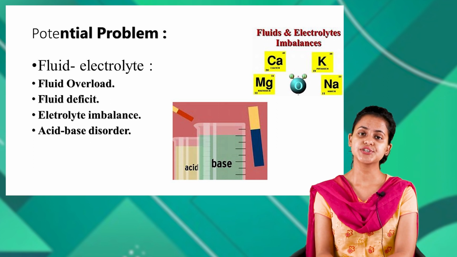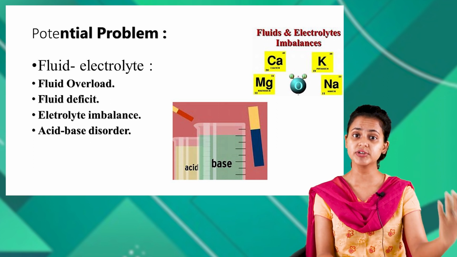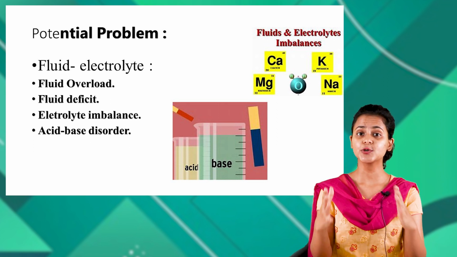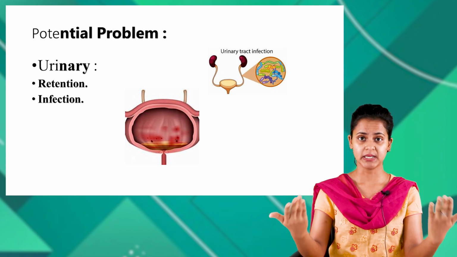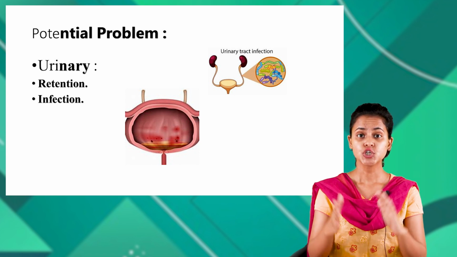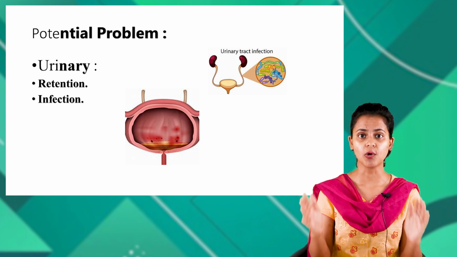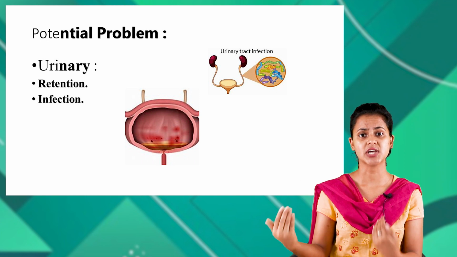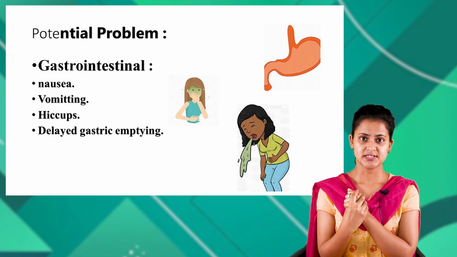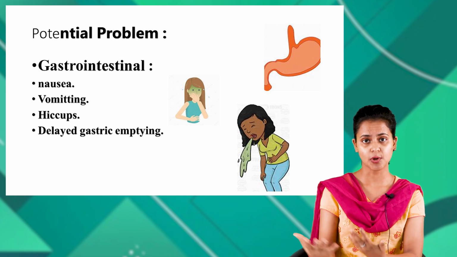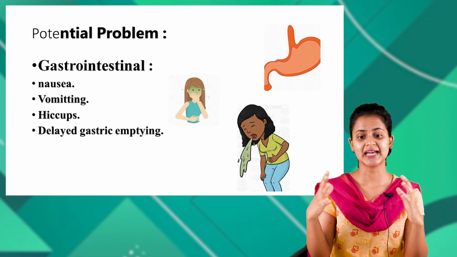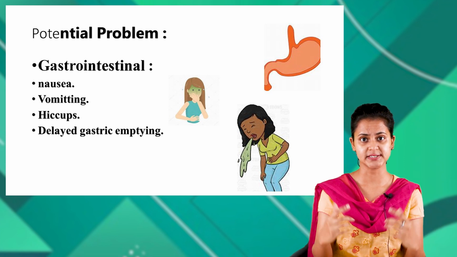Potential problems related to the urinary system can also be present commonly among patients in the post-operative phase. These include retention of urine, infections in the urinary tract, as well as incontinence. These three are very common during the post-operative phase for a client. The problems related to the gastrointestinal tract, which are very common in the post-operative phase, include nausea, vomiting, hiccups, and delayed gastric emptying or altered peristaltic movement.